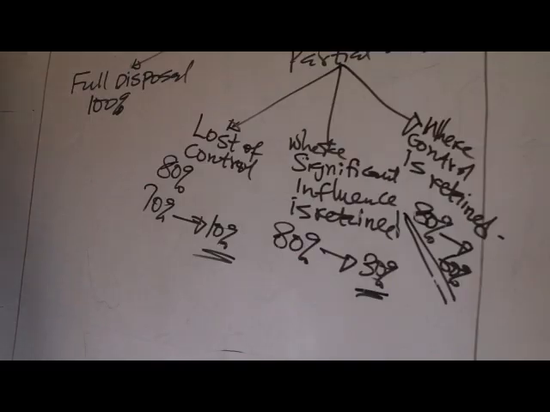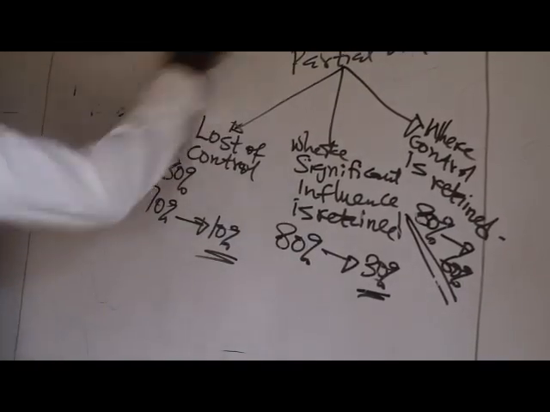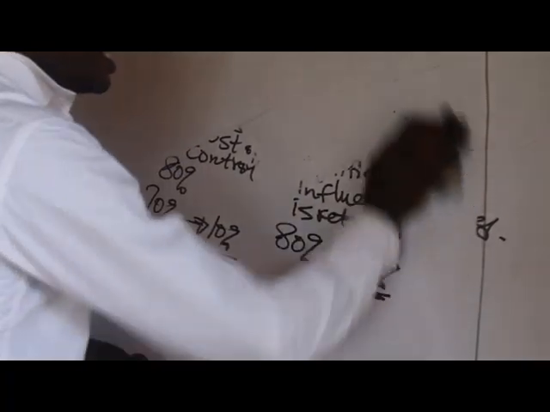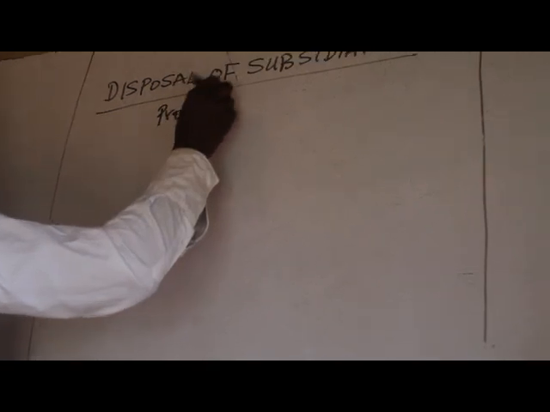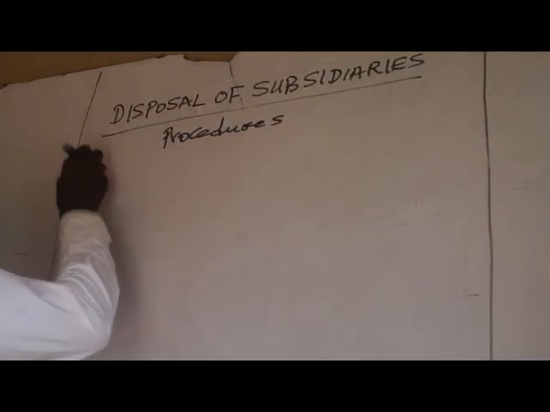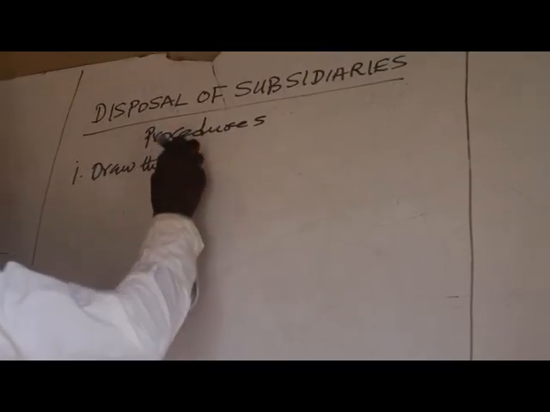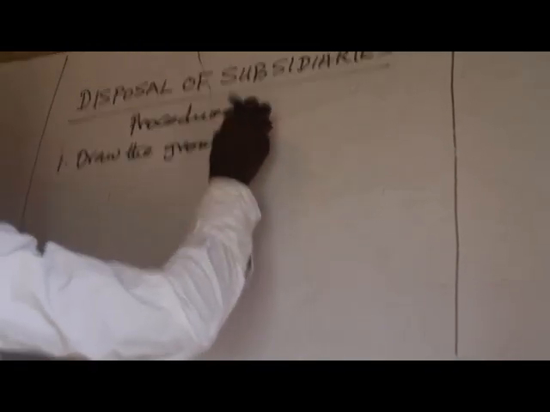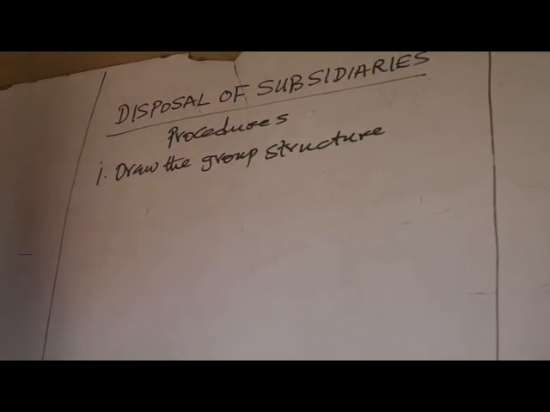Now, I want to examine the procedures or steps to follow when consolidating the subsidiary disposed. That is disposal of subsidiaries. So, what are the consolidation procedures? The first thing is to draw the group structure as usual. So you want to establish the group relationship.